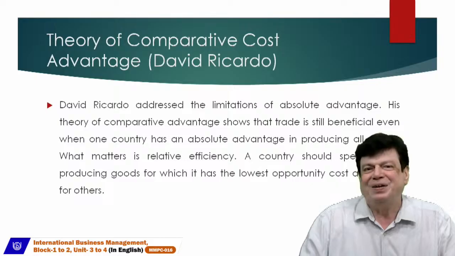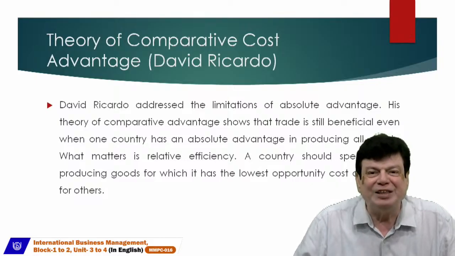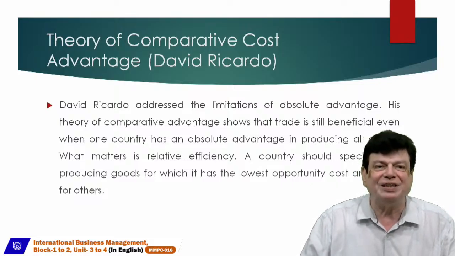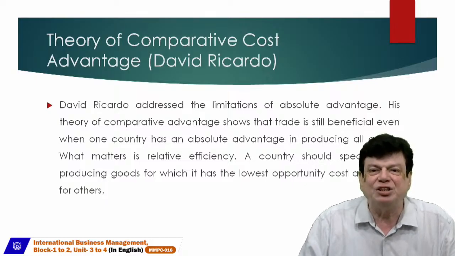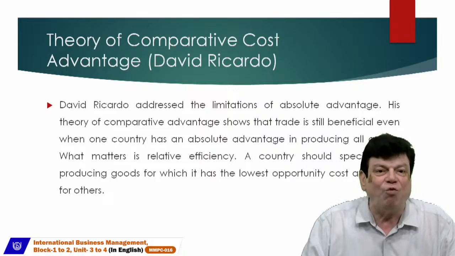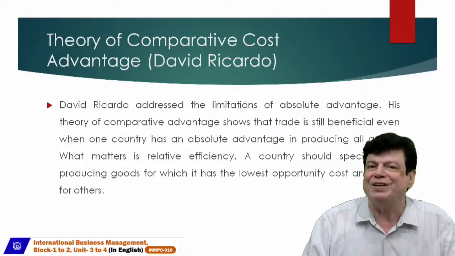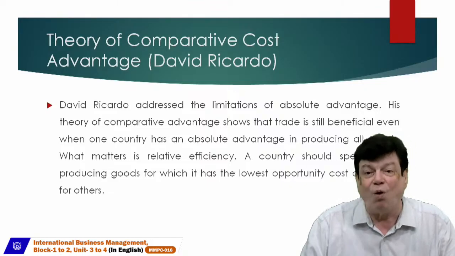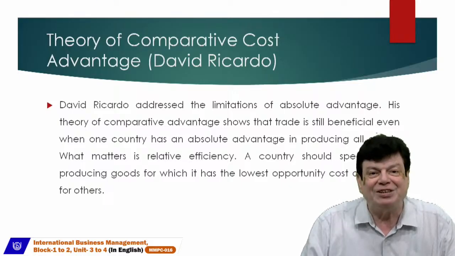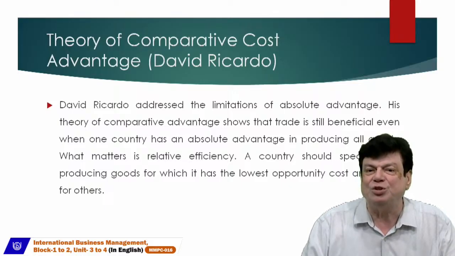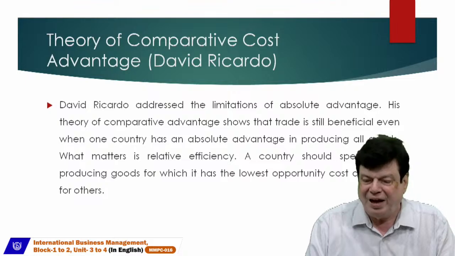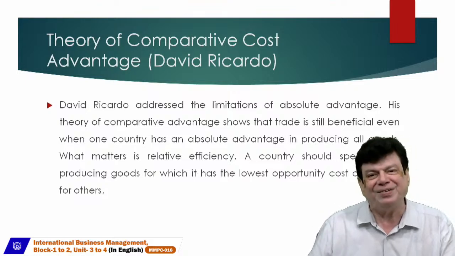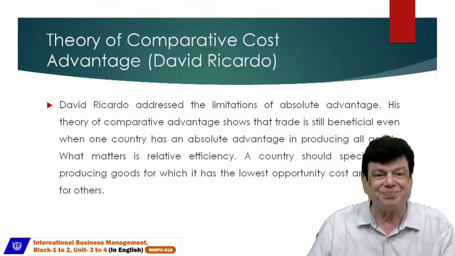David Ricardo addressed the limitations of absolute advantage. His theory of comparative advantage shows that trade is still beneficial even when one country has an absolute advantage in producing all goods. What matters is relative efficiency. A country should specialize in producing goods for which it has the lowest opportunity cost and trade for the remaining goods.